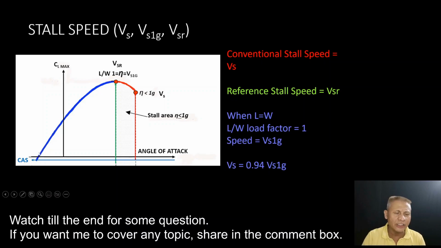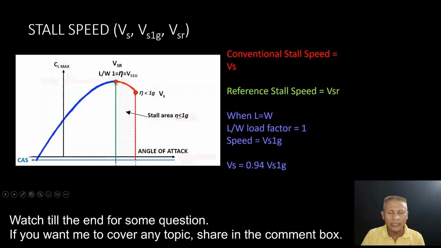A particular stage will come as we keep increasing the angle of attack: the CL will increase and reach a certain stage where it is maximum. This place on the graph is the CL max, wherein at CL max the lift is still equivalent to the weight of the aircraft. Therefore the aircraft will still be able to maintain straight and level flight.